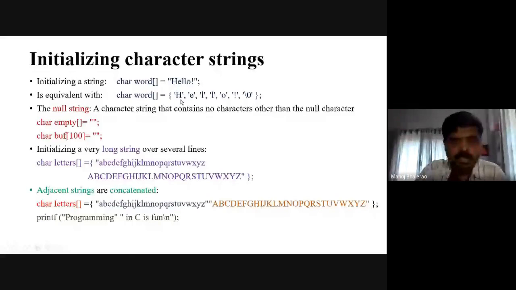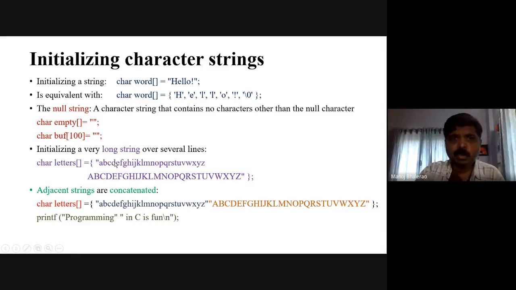When I say a character, it always has a single quote. And when I say a string, it always has a double quote. So the null string, the empty character: this particular one is a null string, but by default it contains one character. That character is a \0. Okay, likewise, you can declare a long string.